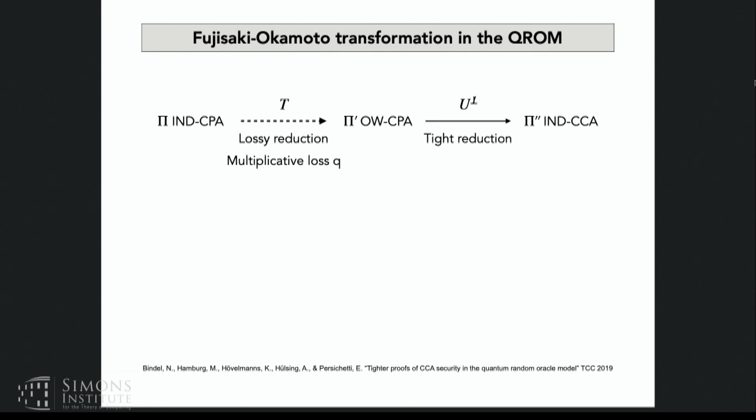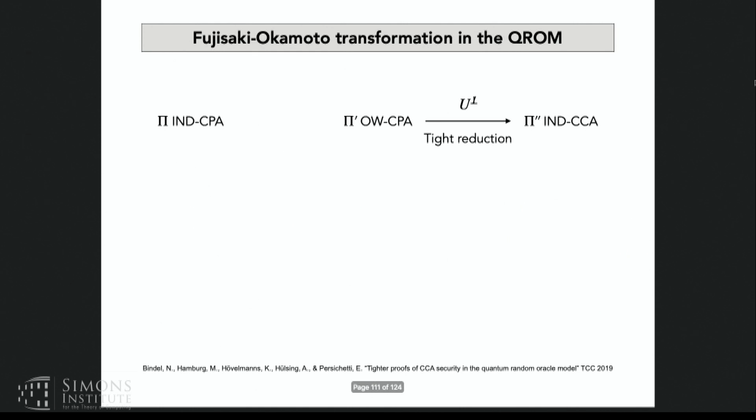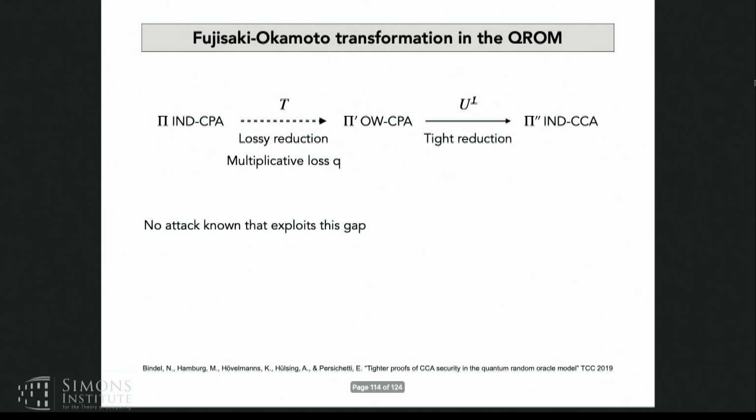And actually, in the quantum random oracle model proof, there is a multiplicative loss of the number of queries that an attacker in this pi prime scheme here, sorry, let me go back, makes to this hash function h that's used to de-randomize, that we model as a random oracle. Now, this implication is tight in the classical ROM, so that's kind of annoying. And there's no attack known that exploits this gap.